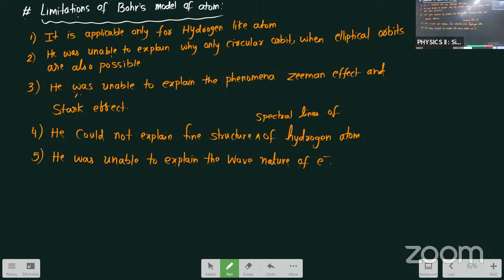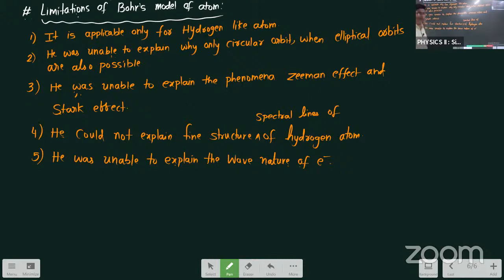What was the second limitation of Bohr's model of atom? He was unable to explain why only certain circular orbits are allowed when elliptical orbits are also possible. What is the third limitation? He was unable to explain the phenomena of Stark effect and Zeeman effect. What is the fourth one? He could not explain the fine structure of spectral series.